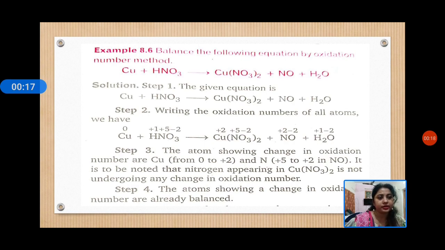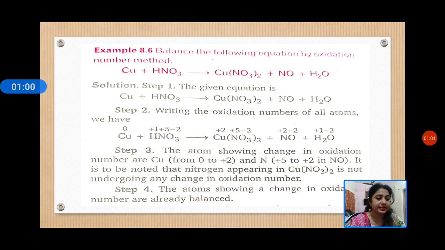So I'm going to take another example from your book. This is a redox reaction and we are going to balance it by the oxidation number method. If you want, you can open your book, page number 537 in your new book. I think you should be ready with your register and pen also. So note down this reaction: Cu plus HNO3 gives Cu(NO3)2 plus NO plus H2O.